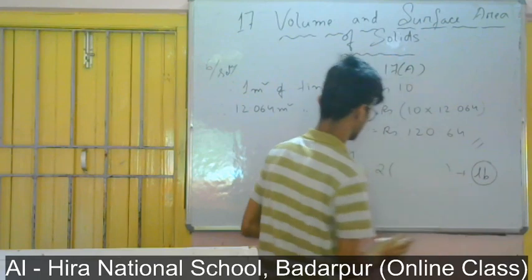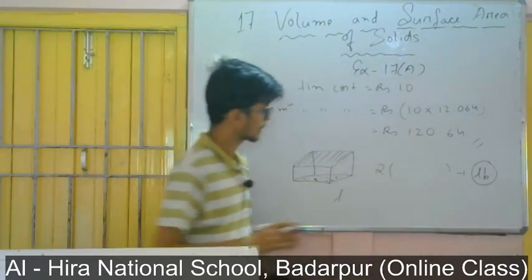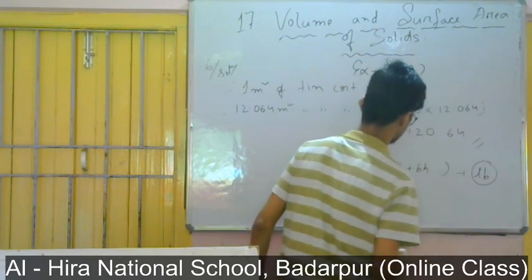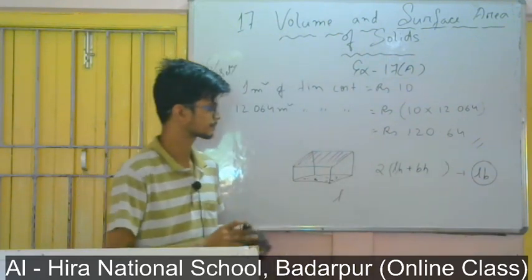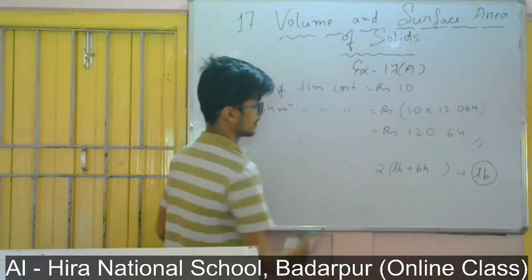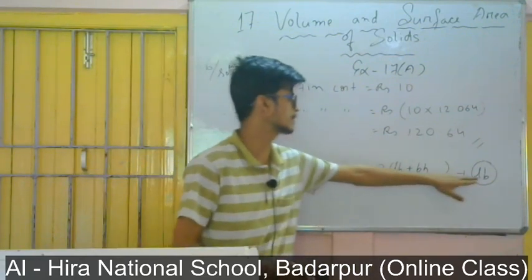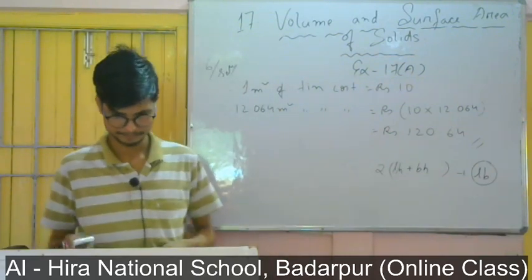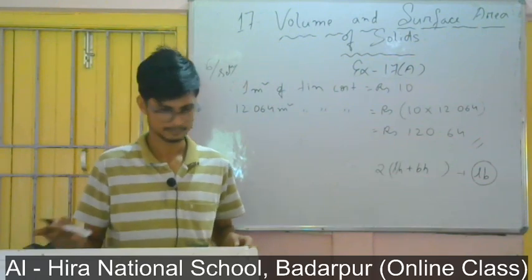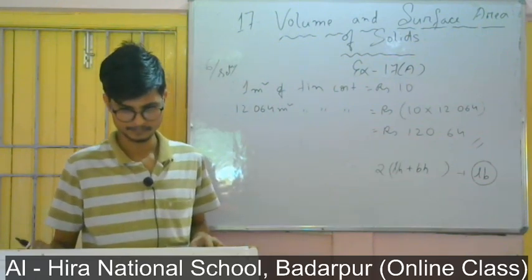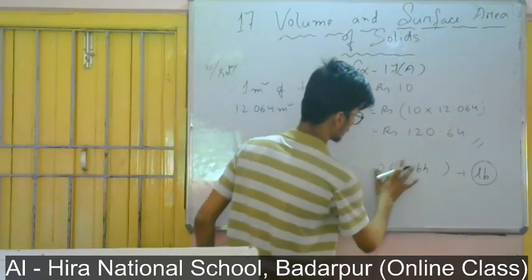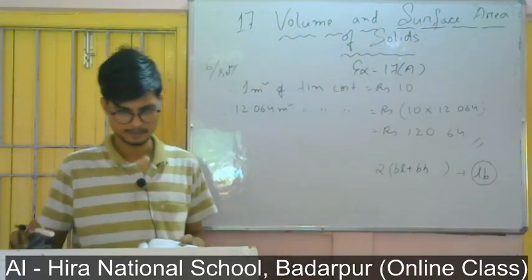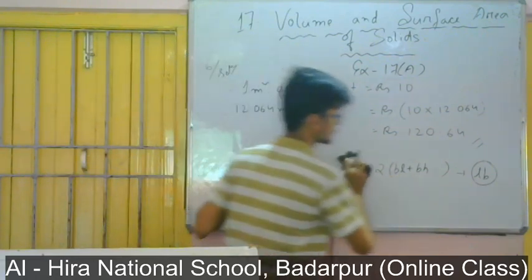LH plus, it will be LH plus BH. LH plus BH will be, only leaving the base portion, only the base will be in count, and the area of the 4 wall, which is equals to LH or BH plus HL, you can write. BH plus, not HL. It is BL plus BH.